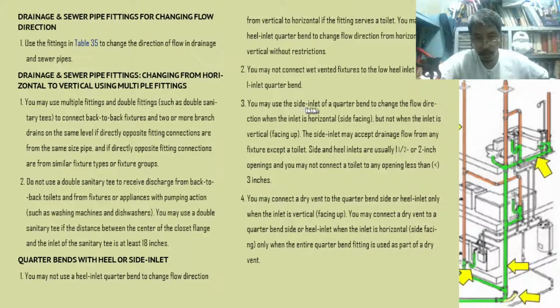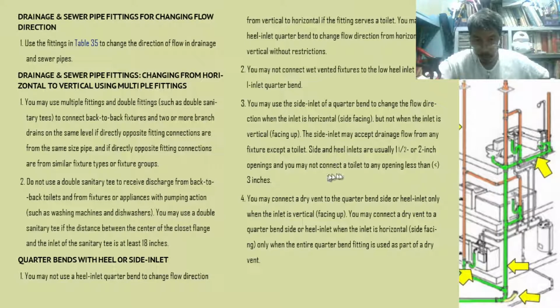So you may use, number 3, the side inlet of a quarter bend to change the flow direction when the inlet is horizontal or side facing. But when the inlet is vertical, facing up, the side inlet may accept drainage flow from any fixture except a toilet. So mainly, a toilet would clog this if you use it vertically. Okay? You can use it in any other way.